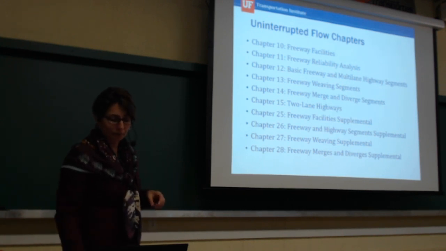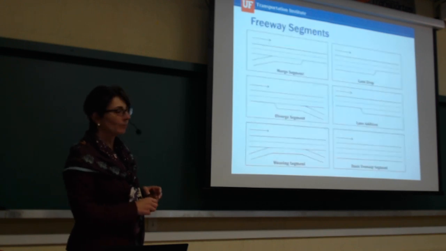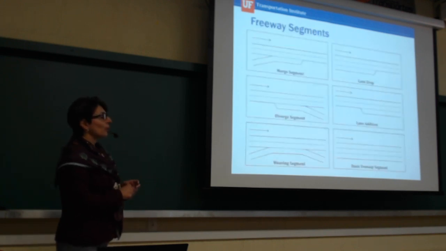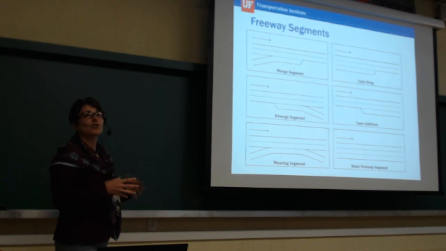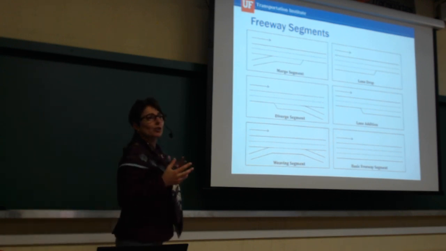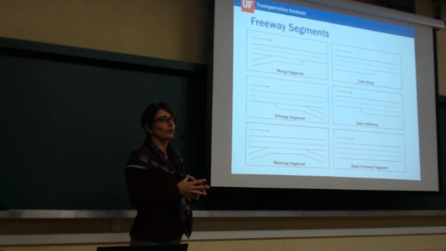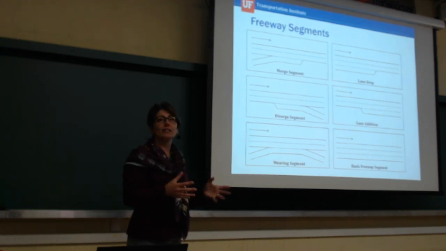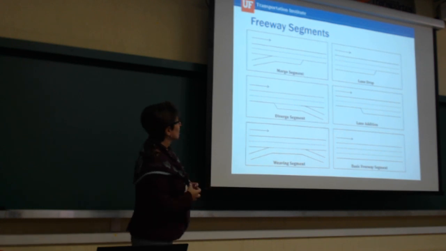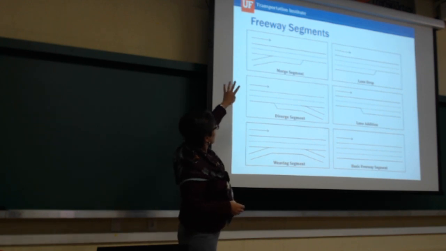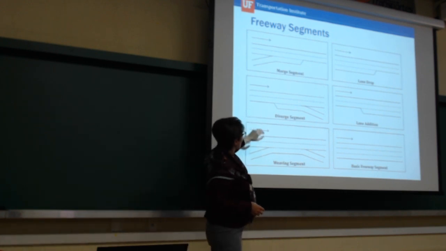So, for freeways, the way the HCM analyzes freeways is based on the history of the HCM. When the HCM was first being developed in the 1950s, there was not much congestion. Most of the interest was on specific types of designs and how the operations of those designs would work. And so the analysis was looking at a merge segment. So this is a diverge segment.